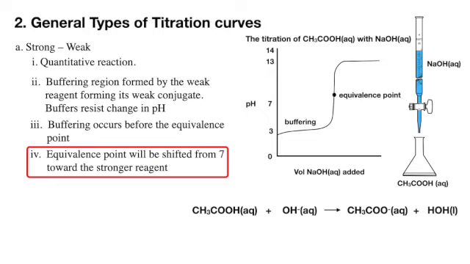And the equivalence point won't be at 7. It will be shifted a little higher than 7 because the line, the vertical, has moved up a bit because we started higher.